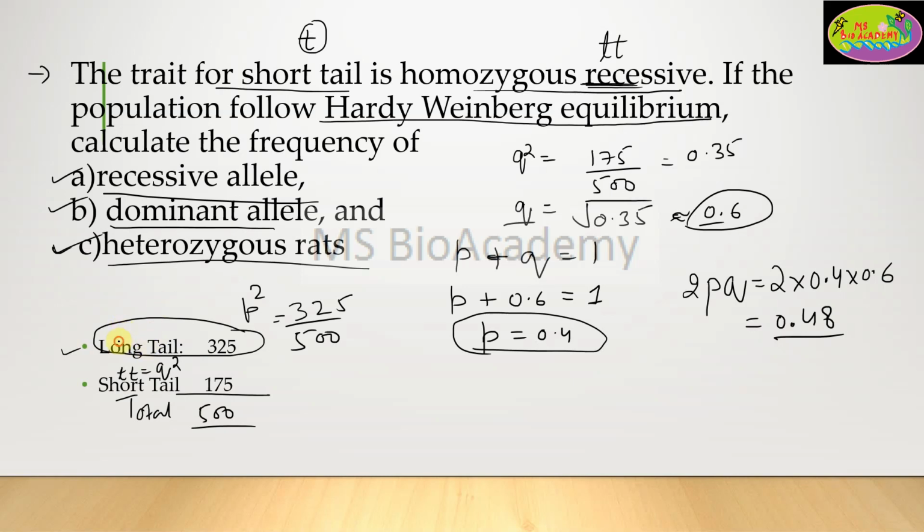Why? Because a tall phenotype can be inherited by the genotype capital T capital T, and it can also be by a heterozygous genotype. This phenotype can be expressed in both cases. Now we don't know how many are heterozygous and how many are homozygous tall. So that's why we cannot take this number in the calculation of p square. So we will not take this.